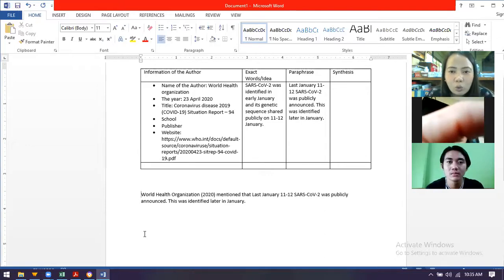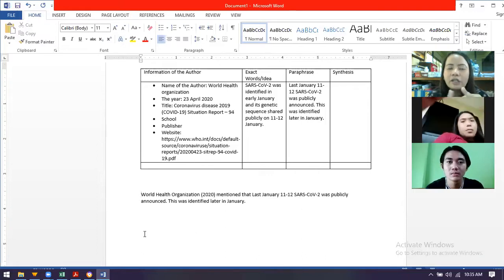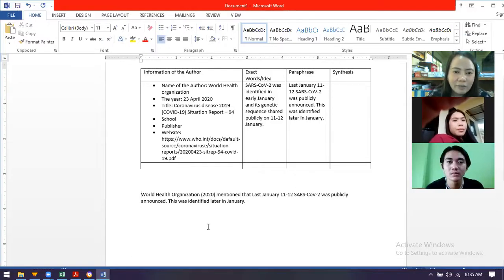So, you can do this one across all parts of your research. Sa background of the study, theoretical framework, review of related literature, etc. So, nakita nyo how it is being done?